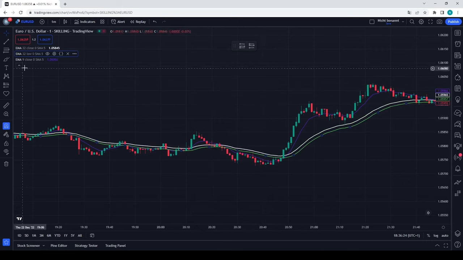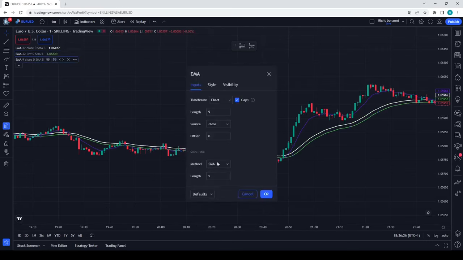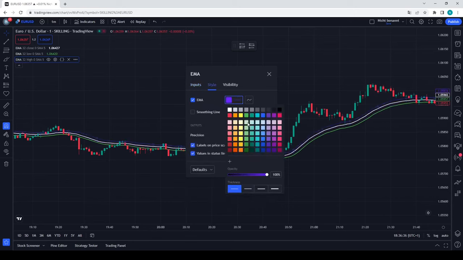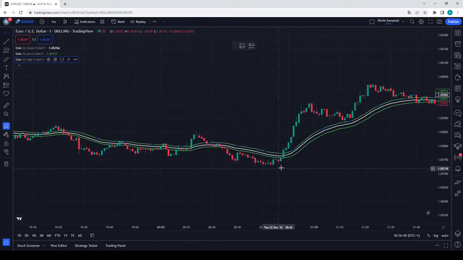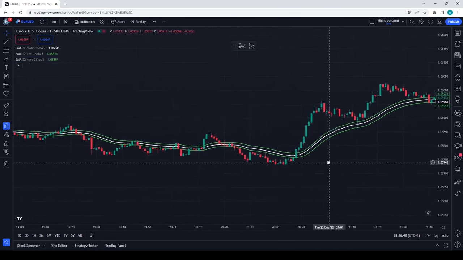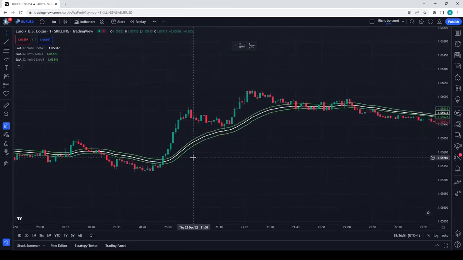Click on OK, and we do the same with the third indicator. So here the same length, 32, as the other two. The source here will be on high, the style as well green, and the same thickness as the other two. And that is already the setup. So as you guys can see, it is pretty simple, pretty straightforward. And I would say let's dive now deep into the strategy.